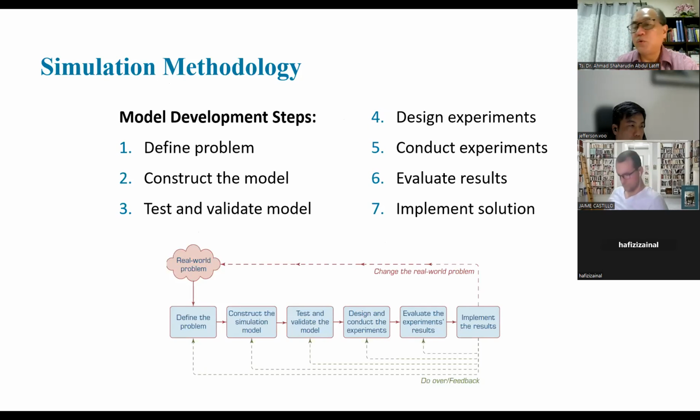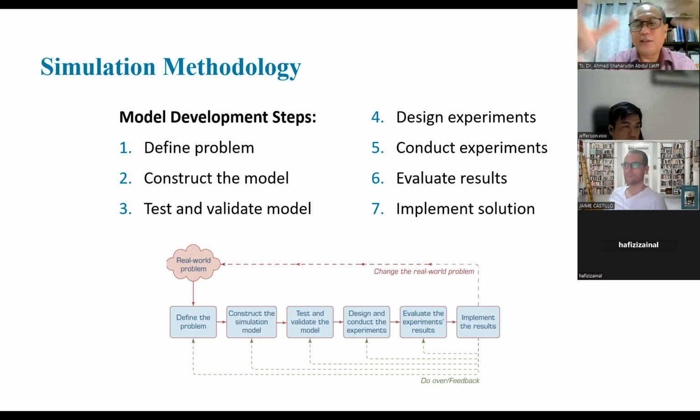Okay. How do you do simulation? When you do simulation, first you need to define the problem. You need to understand your problem, and then you need to construct the model. How do you construct the model? Of course, you need to know what the variables are: what the dependent variable is, the result variable, what the independent variables are, what things you can control and what things you couldn't control, and you construct the model.